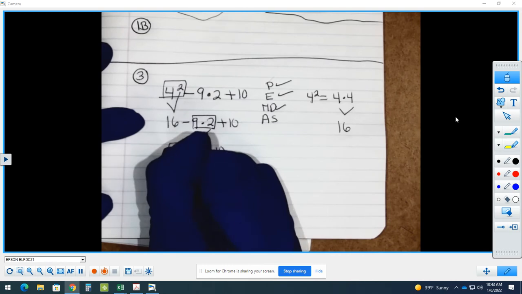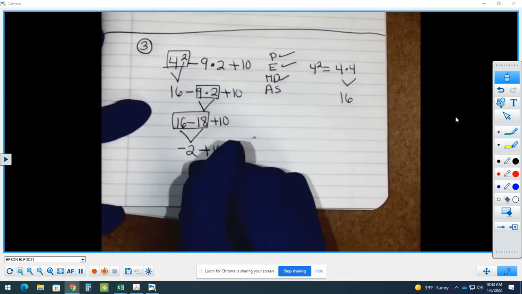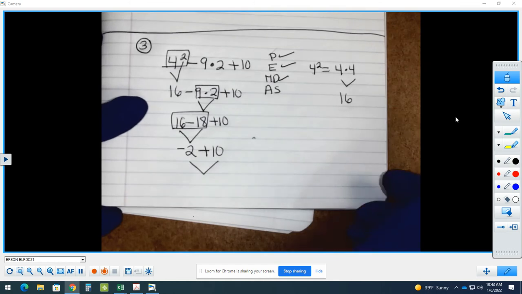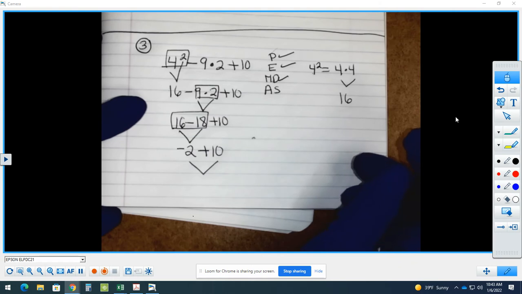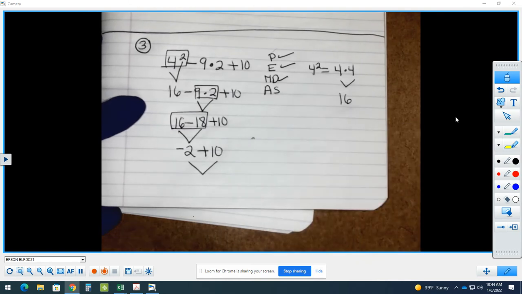Let me continue now. Let me box this. I won't use this anymore. Plus 10 is next: negative 2 plus 10. What would I do with those? What rule would that be? Diff. So what would I do? Subtract. But guess what your mind is going to want you to do? Add. You owe somebody $2, your mom gives you $10. How much money will you have now? 8.